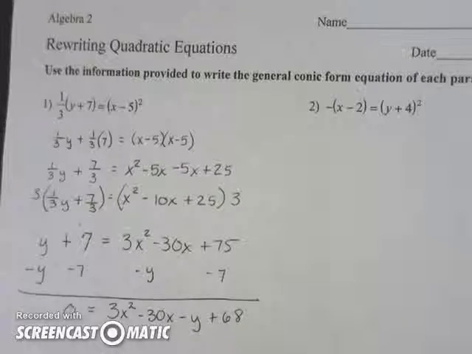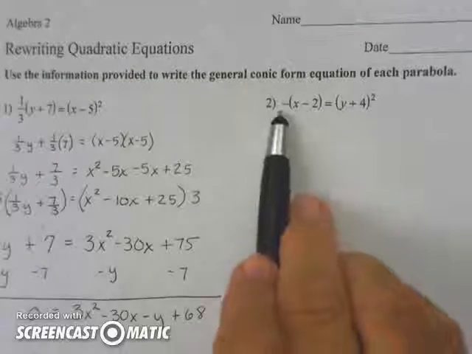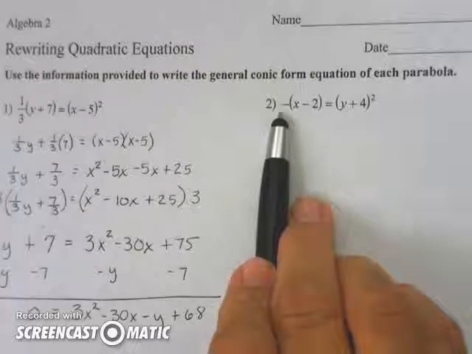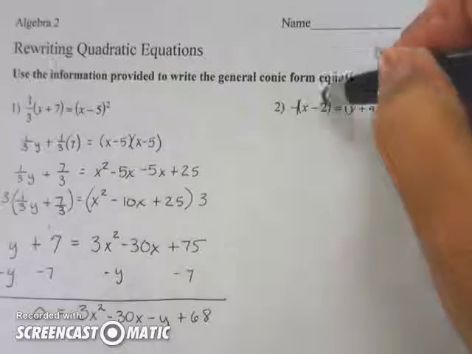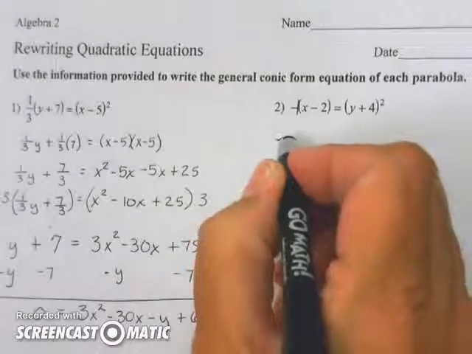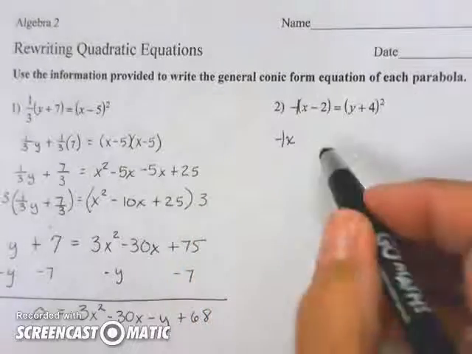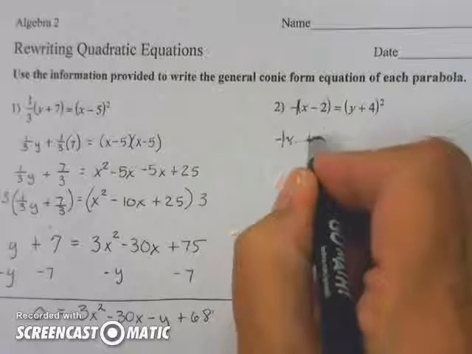Let's do it another way. So if I look at this problem, I have my negative on the outside. Well, I want us to think of that as -1 and do my distributive property. -1 times x would be -1x. -1 times -2 would be +2.